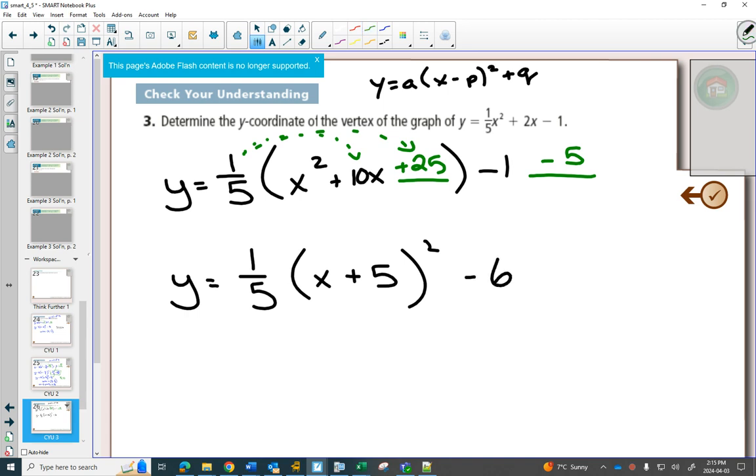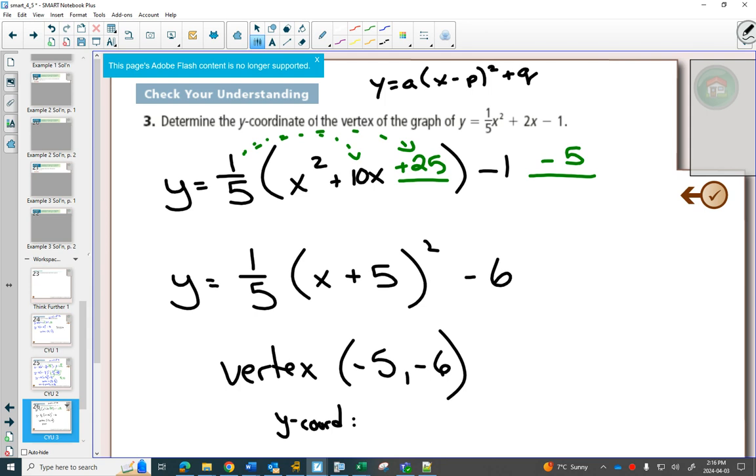And then I get -6. So what is my vertex? Opposite sign here would be -5, comma -6. And the question is asking about the y coordinate. So I should show that I've read the question and answered what they wanted to. The y coordinate on my vertex is -6.